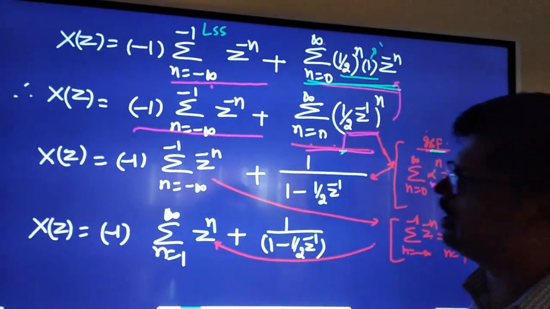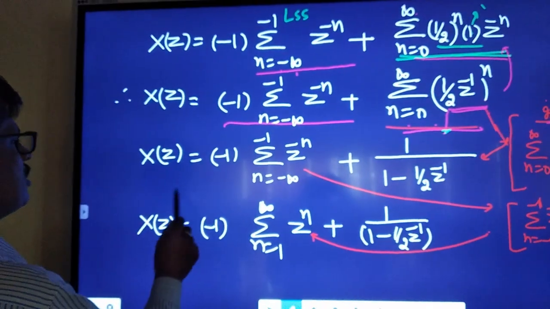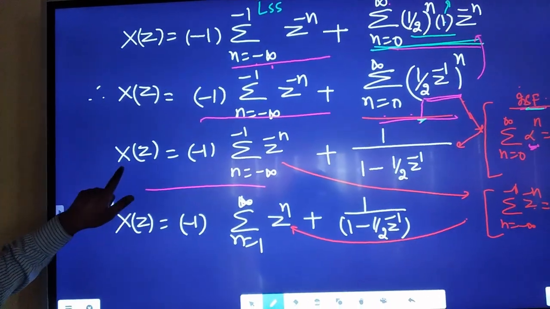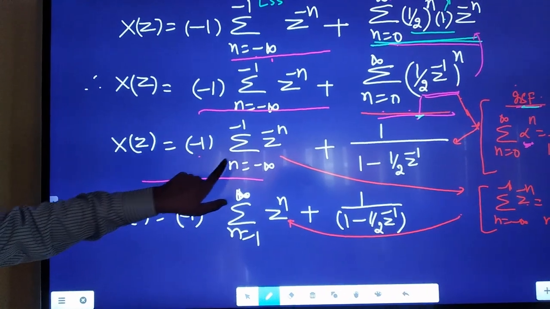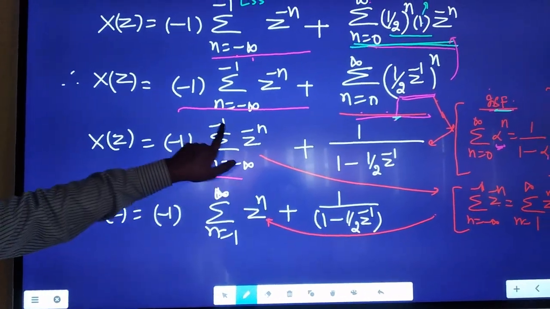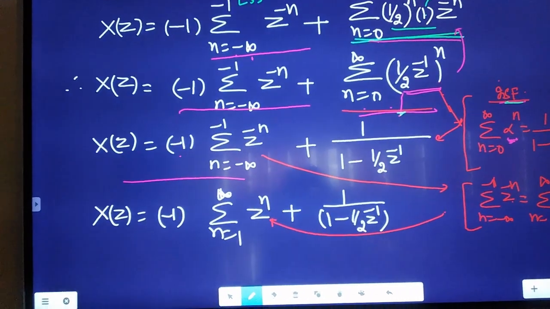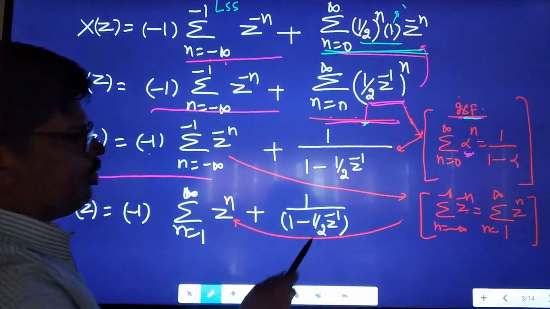This is the second term. Now let me come to the first term. What does it say? X of z is equal to minus 1 times the summation from n equal to minus infinity to minus 1 of z to the power minus n. There is one formula here actually.